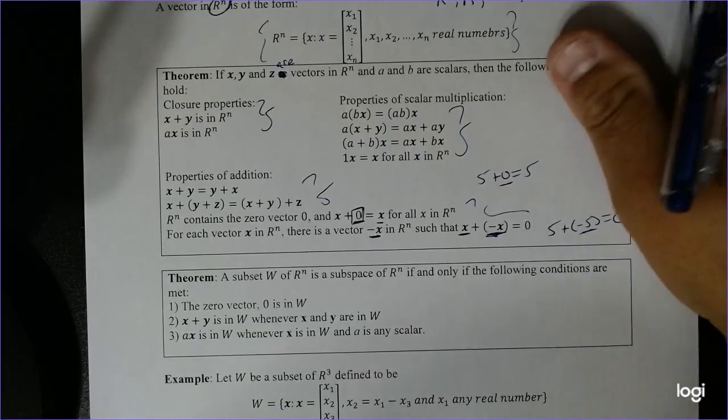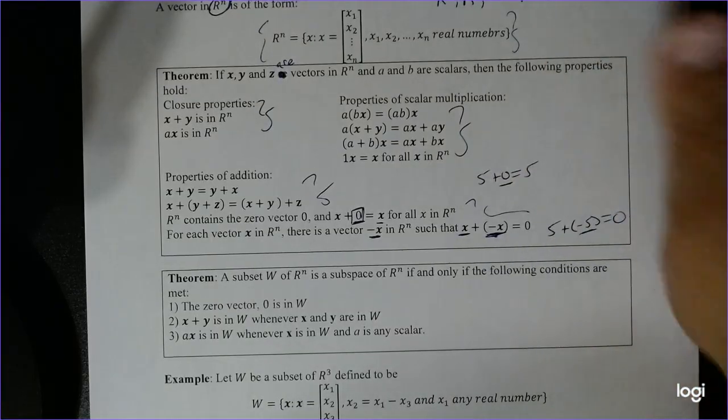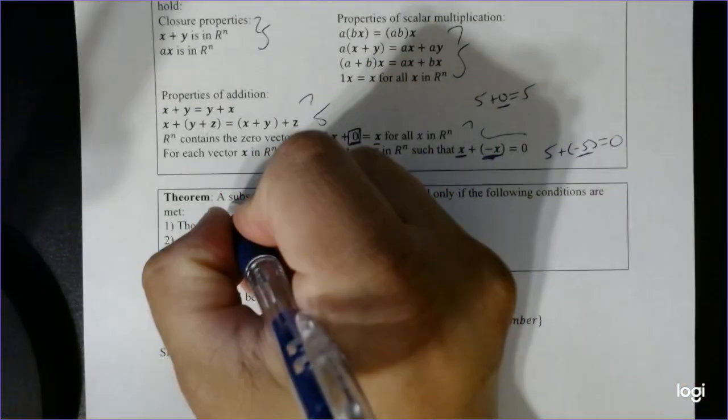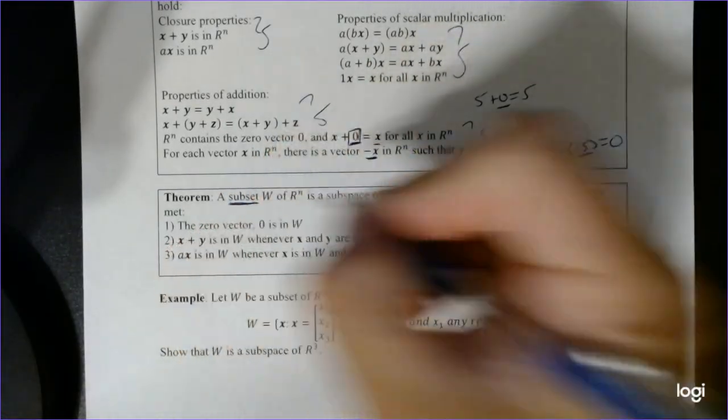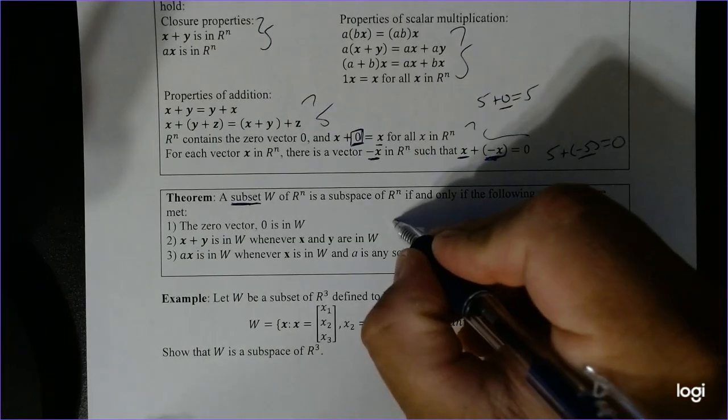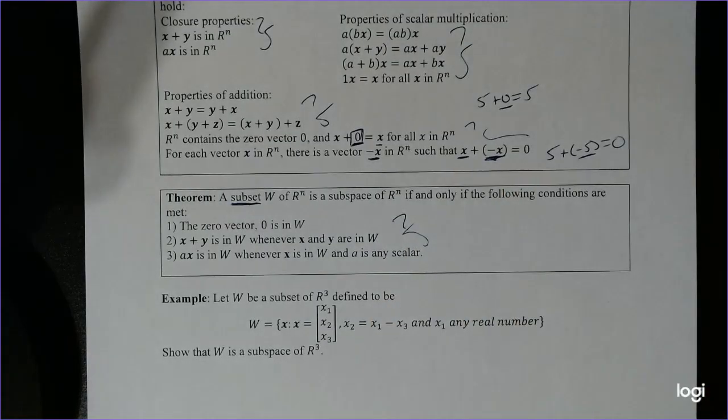Okay. Now, these are all fun and dandy, but what we really care about the most is the next theorem. So a subset. What is a subset of these Rn's or these spaces themselves? A subset W of Rn is called a subspace of Rn if and only if the following three conditions hold, meaning each of these has to hold. If one fails, it's not a subspace automatically.